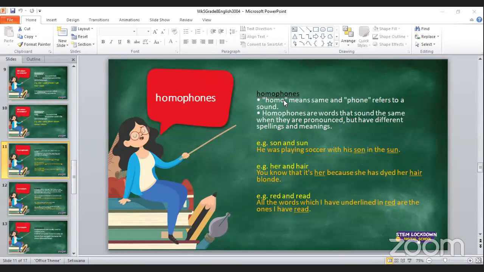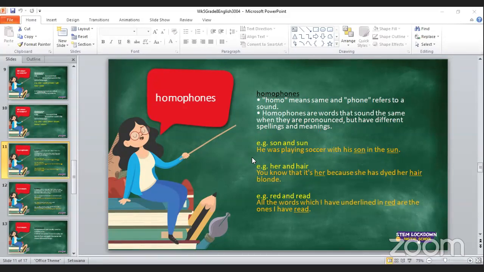So I said that homo means the same and phone refers to a sound. Therefore, from this first statement, you can see that a homophone has to do with something which has the same sound, right? Here is the formal definition. Homophones are words that sound the same when they are pronounced, but have different spellings and meanings. Let's go through that again. Homophones are words that sound the same when they are pronounced, but they have different spellings and meanings, right?